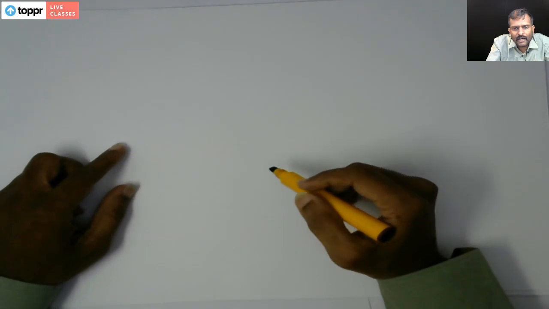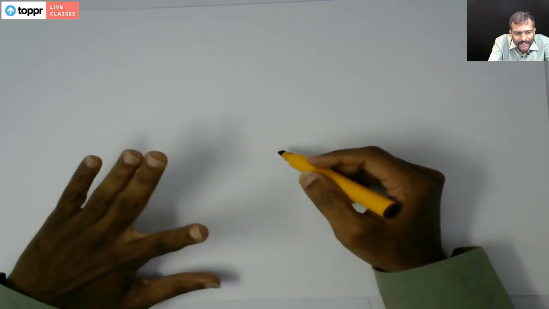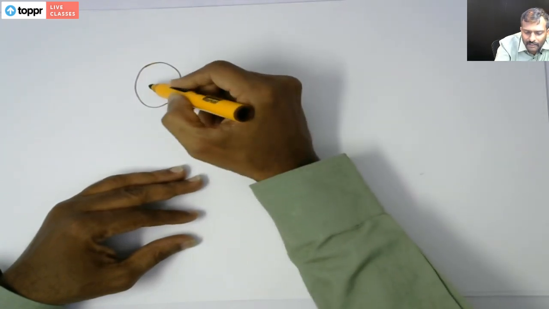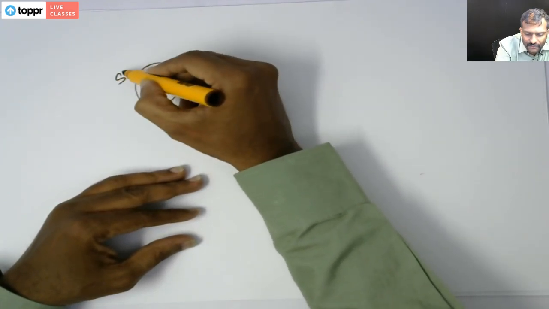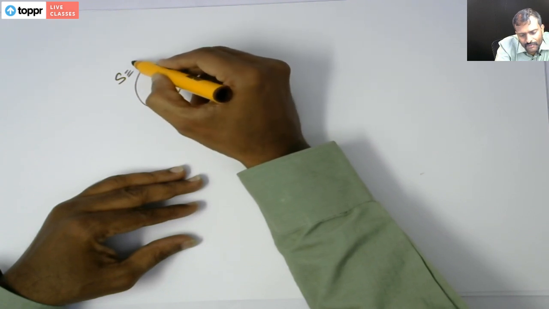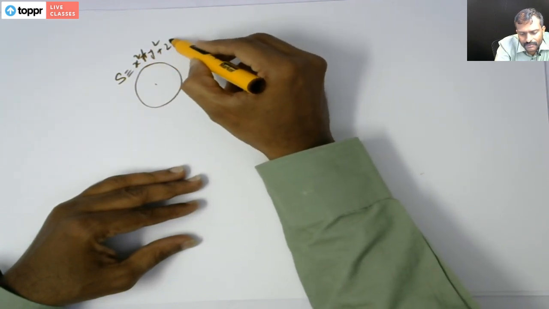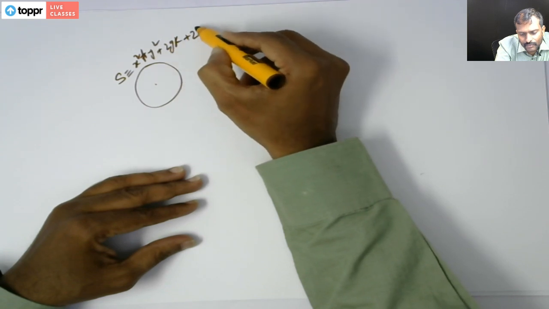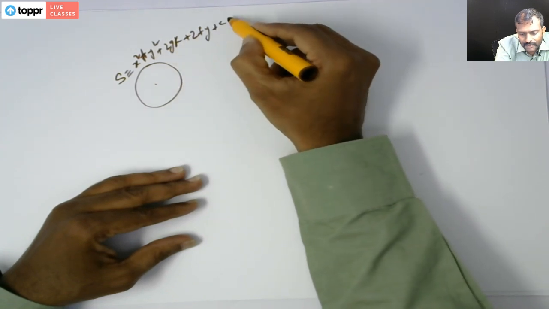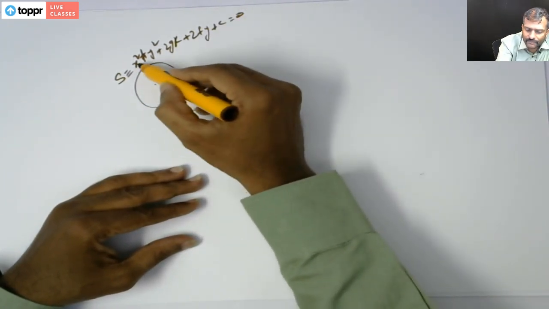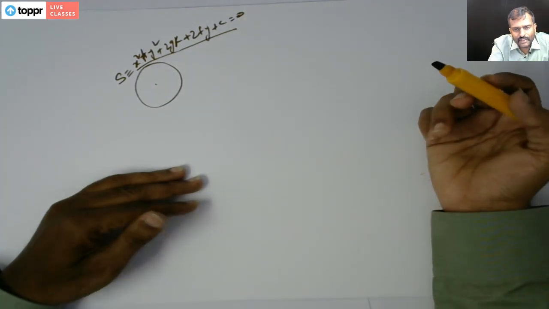Then how can we say whether a point is inside a circle or not? Suppose I have a circle, let us name it S, which is equal to x square plus y square plus 2gx plus 2fy plus c equals 0. This is the standard equation of the circle.